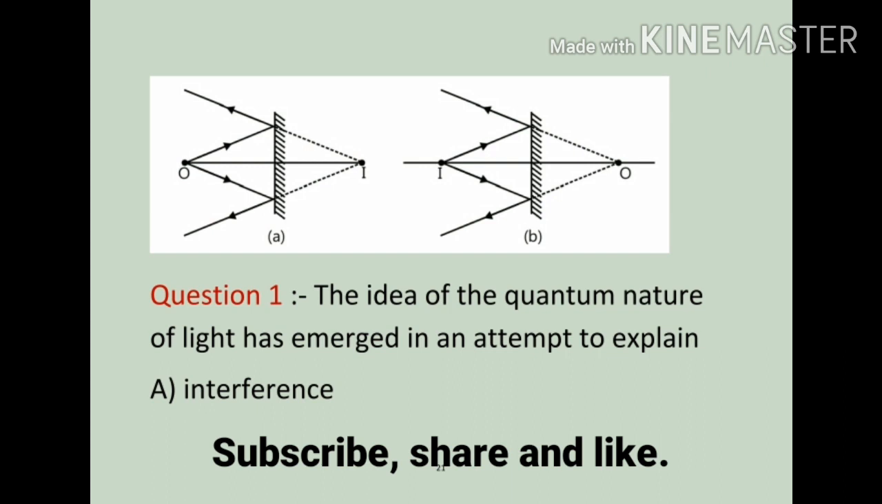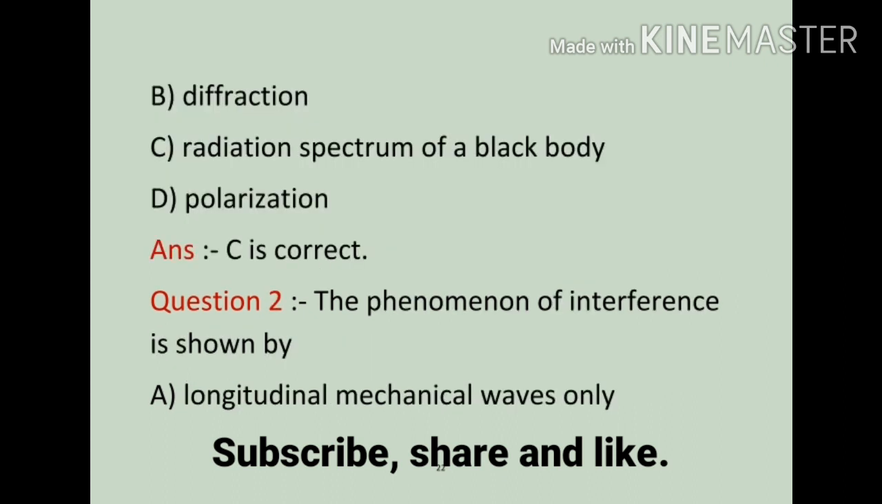And based on this introduction points of optics, we have some level 2 theoretical questions. Observe that theoretical questions. First question, the idea of the quantum nature of light has emerged in an attempt to explain. Option A, interference. Option B, diffraction. Option C, radiation spectrum of black body. Option D, polarization. And here the answer is option C.